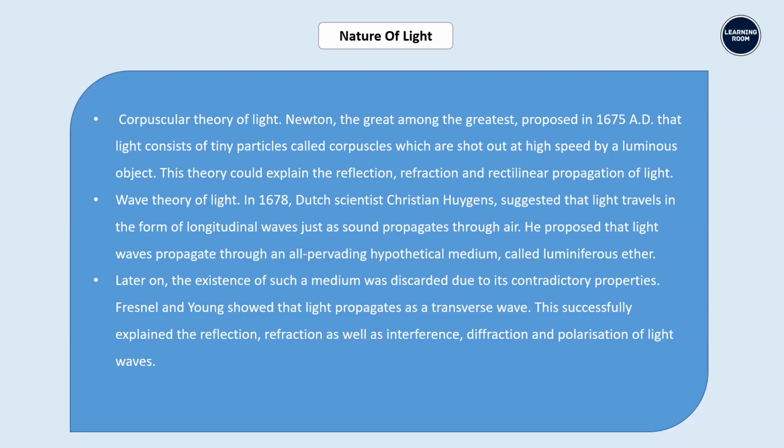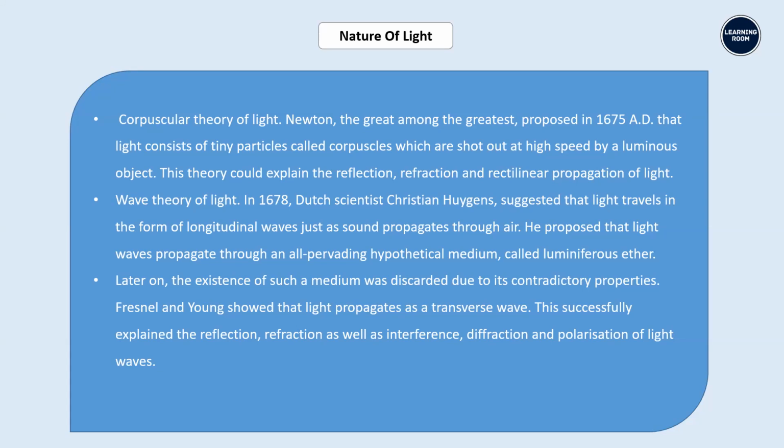So what he suggested is that light consists of tiny particles called corpuscles, right? Which are shot out at very high speed by luminous objects. Suppose this tube light is there. This is a luminous object. He tried to say that this object is shooting out tiny particles called corpuscles.